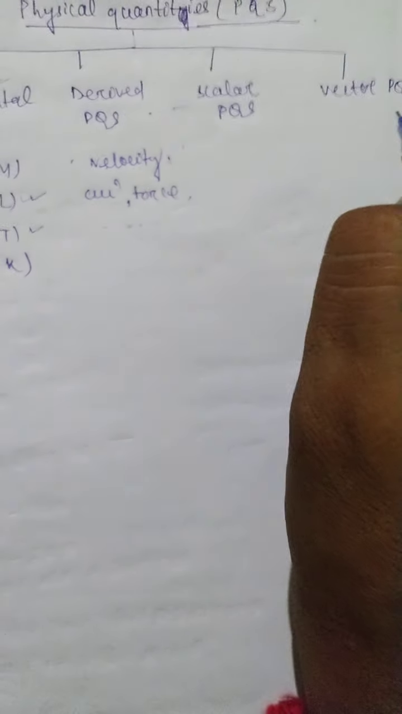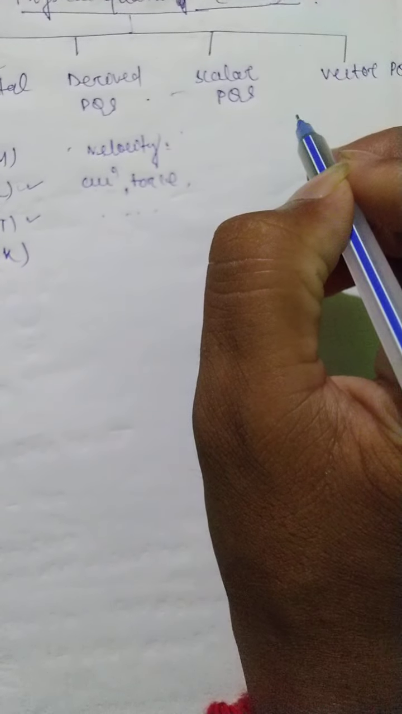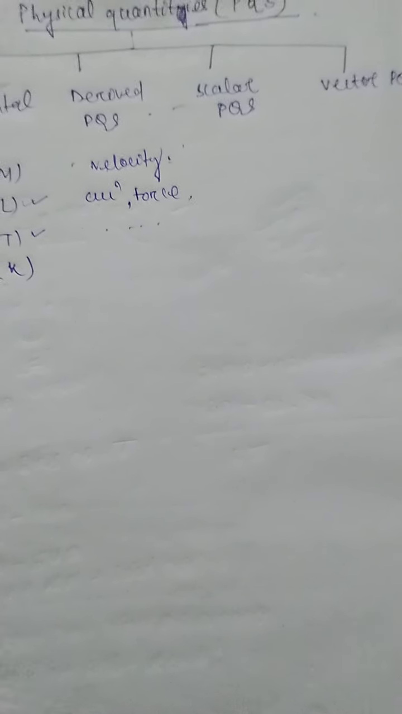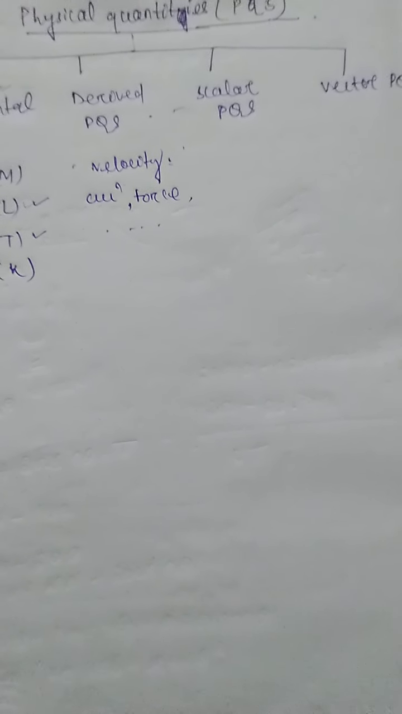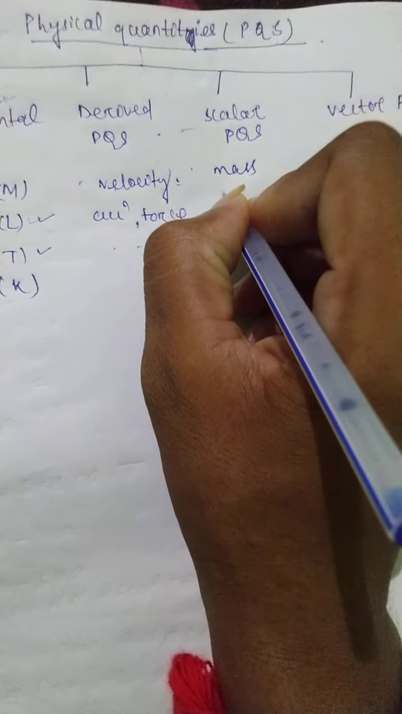Then we know what a scalar physical quantity is. Scalar physical quantities are those which have only magnitude and don't have any direction. These are scalar physical quantities. That means mass, work, pressure.